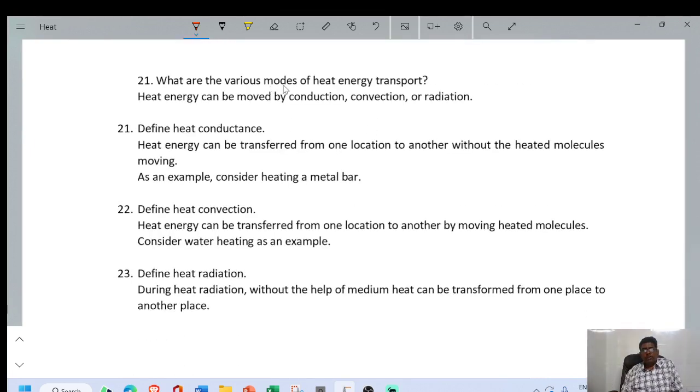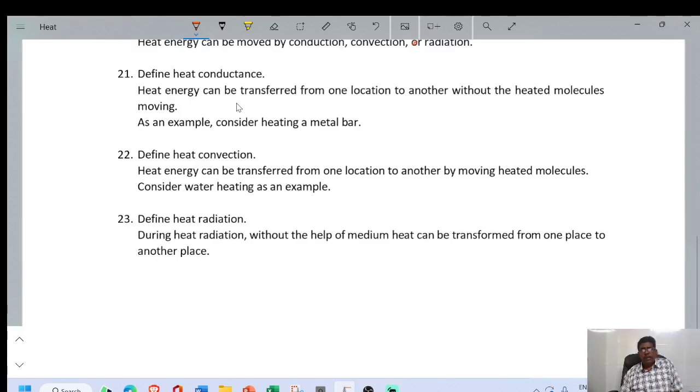What are the various modes of heat energy transport? Conduction, convection and radiation are different modes of transport. Define heat conduction.